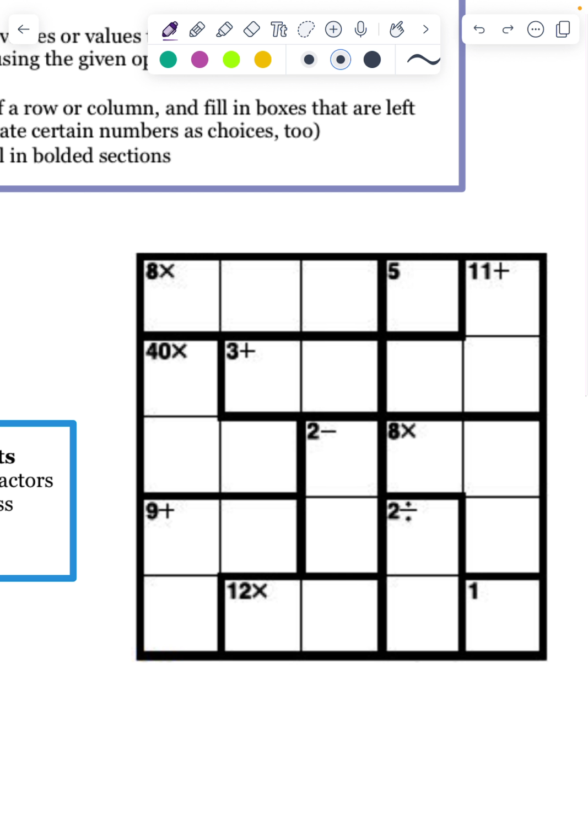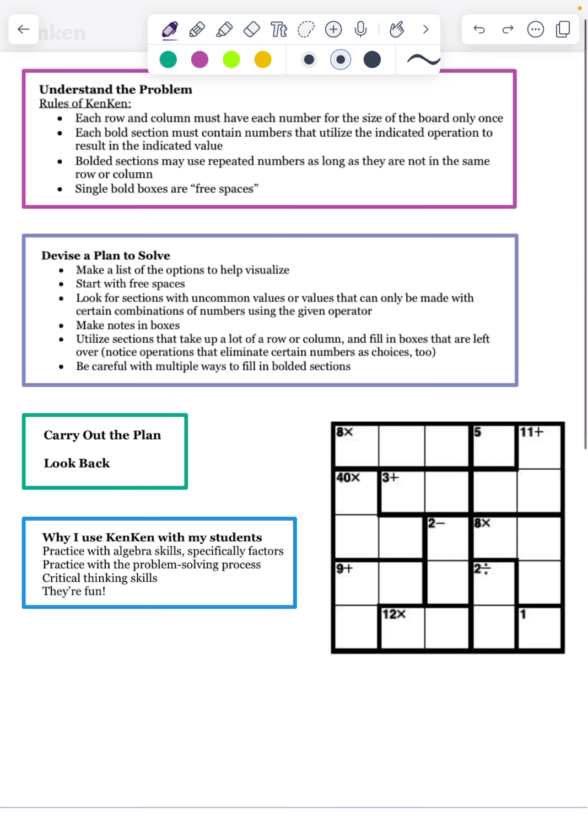So the example that I'll be doing today is a 5 by 5 puzzle, so we will use the digits 1 through 5. So for this puzzle, every row and every column will need to have the digits 1 through 5 used once with no repeats in a row or column.